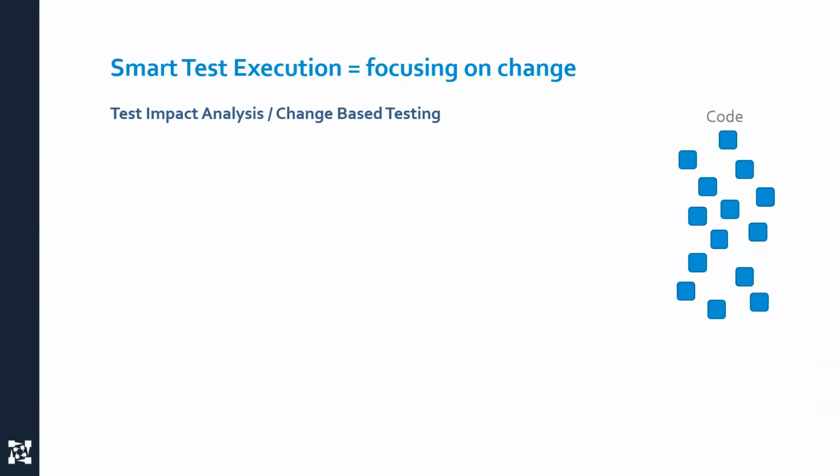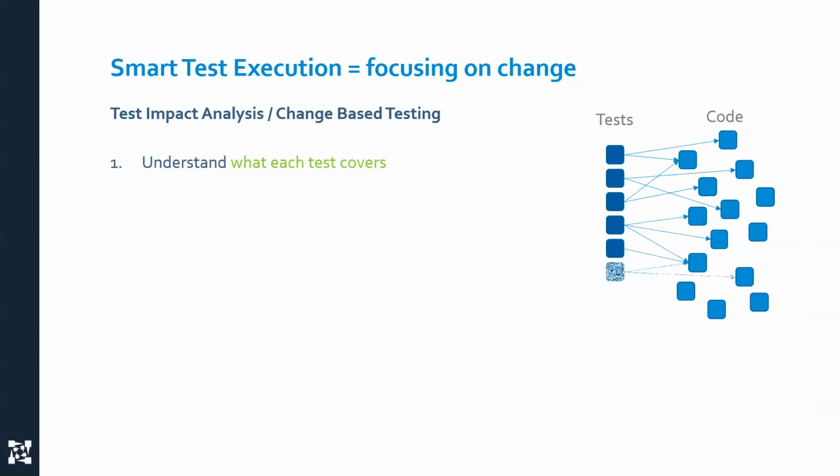Here what we're going to do is focus our test execution just on the parts of the application that have been changed. We do that in 3 parts. Firstly, using Parasoft's proprietary coverage analysis, we're able to understand what parts of the application's code base were exercised by specific tests.